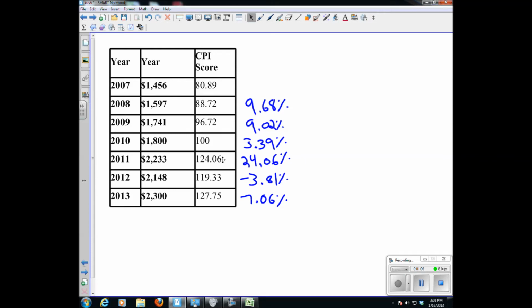Okay, by now you should have had a chance to calculate all the different CPI scores and inflation rates for these years, and you should have the answers that are on the screen now. If you didn't get these answers, go ahead and double check your math, make sure that you've rounded correctly and that you've set the formula up right.